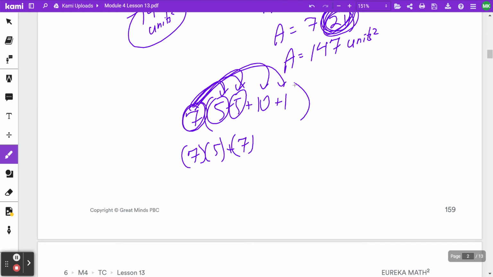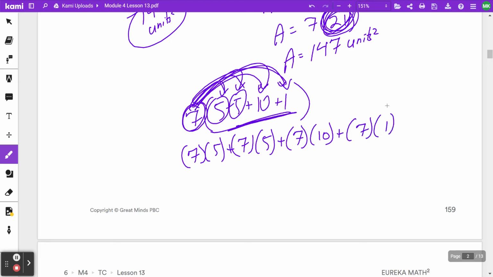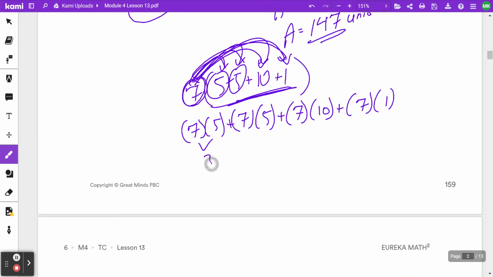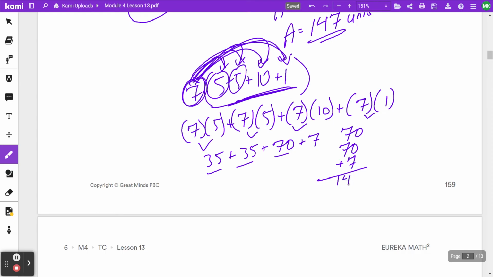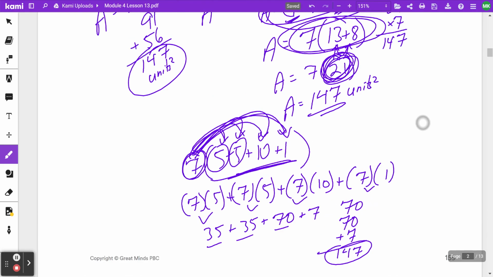I'm distributing the 7 to all these other values, right? Times the 5 plus a 7 times a 10. And then there's a 1 left over. Again, I can use any combination I want, plus a 7 times the 1. I'm going to get that 147. Let's see. So 35 plus another 35 plus a 70 and plus a 7. So 35 and 35 gives you 70, right? Add that other 70, then add that 7. What do you get? 147. So that's modeling the distributive property.